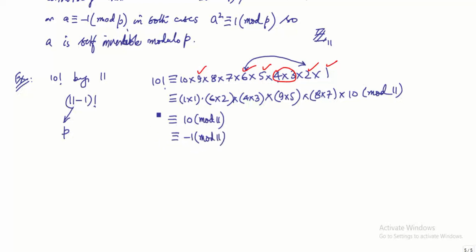Okay, so in this example, we have seen that there are only two elements which are self-invertible. One is 10 and the other is 1 when we are having modulo 11. And by using this technique we can find the remainder when divided by some prime. For example, we took 11 here.